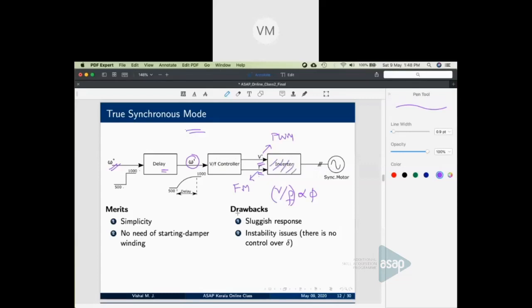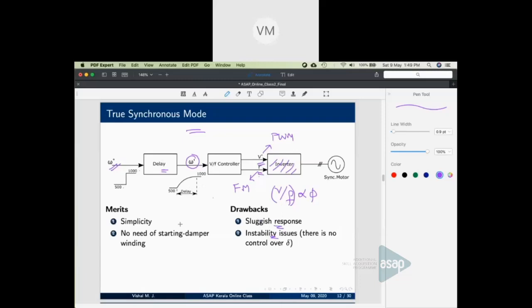Okay, and let's see the drawbacks first. The response is sluggish. I wanted to change the speed to 1000 immediately, whereas it is taking several seconds to do that. Why are we introducing a delay? To overcome the instability issues. So either you have to live with sluggish response to avoid instability, or you welcome instability to improve the speed of response. So together this will not work.